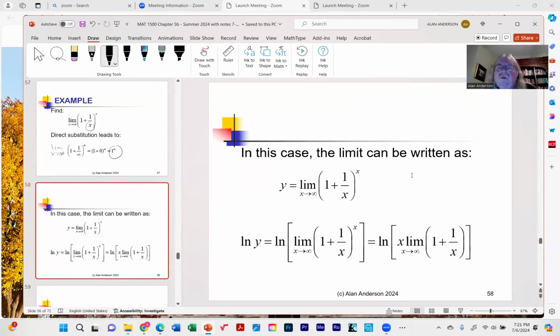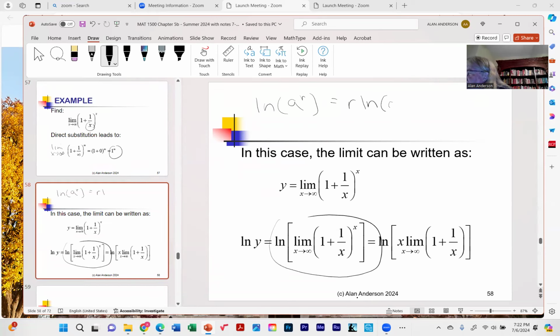Let's try. Oh, now here's a very interesting idea. Why don't we take the natural log of both sides of this equation? Can we do that? Yes, of course we can. So we're going to end up with log y is the log of this limit of 1 plus 1 over x to the x power. So because this is a log, we saw this already earlier, that implies that this can be written as x times the log of the limit as x goes to infinity of 1 plus 1 over x. So in other words, this became the coefficient because it's a log.